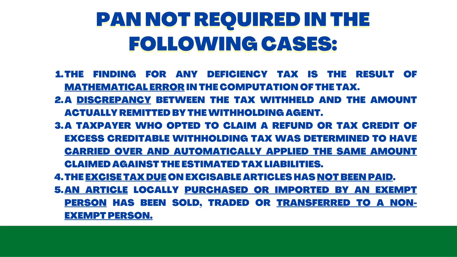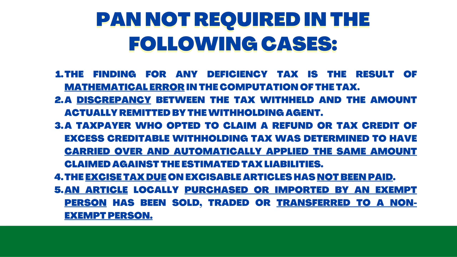Second, a discrepancy has been determined between the tax withheld and the amount actually remitted by the withholding agent. Number three, a taxpayer who opted to claim a refund or tax credit of excess creditable withholding tax for a taxable period was determined to have carried over and automatically applied the same amount claimed against the estimated tax liabilities for the taxable quarter of the succeeding taxable year.